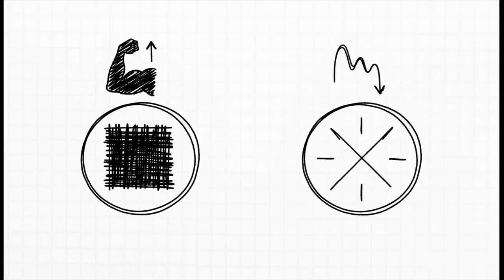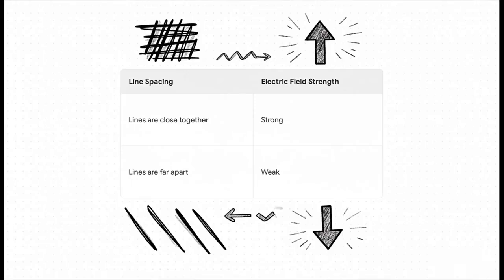But these maps tell us more than just direction. They also give away the strength of the force. And the secret to seeing that is all in the spacing of the lines, how crowded they are. It's a really simple rule of thumb.